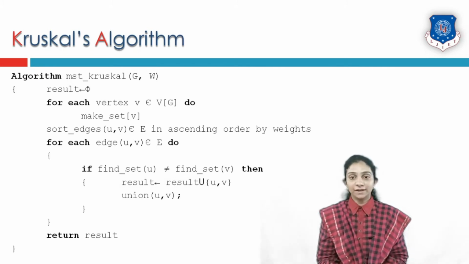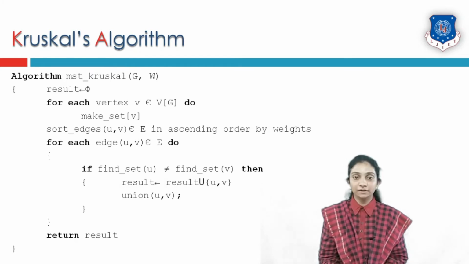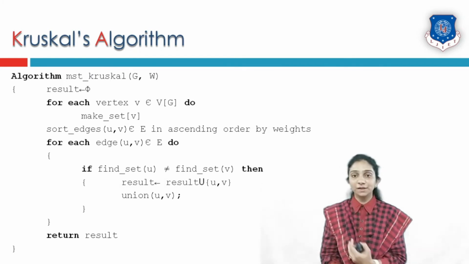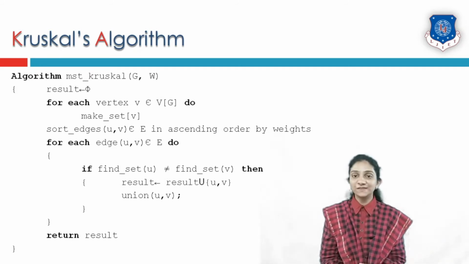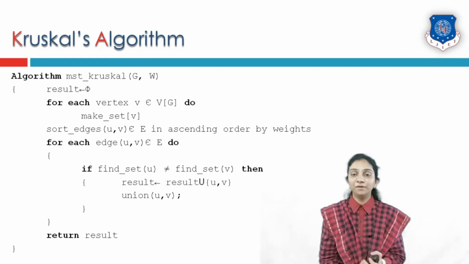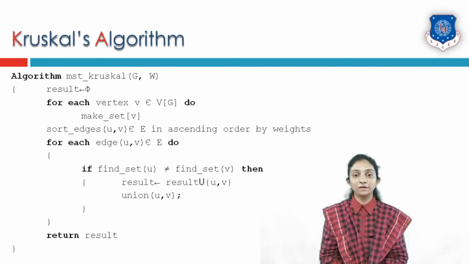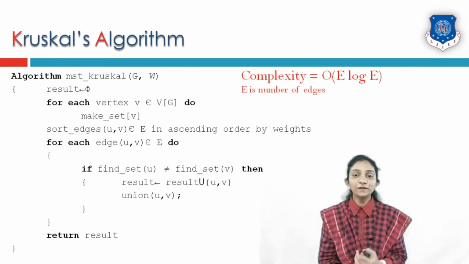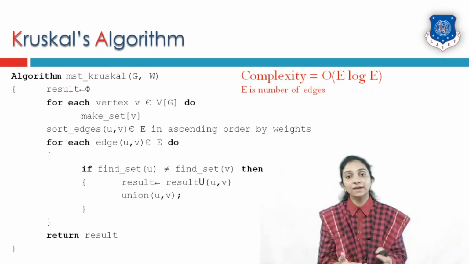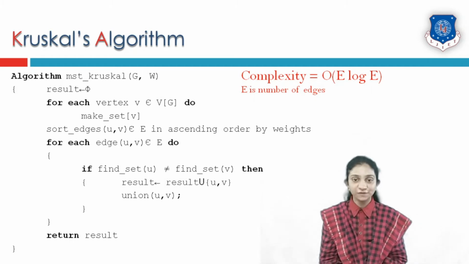It might happen that some of these steps are not clear, or you might wonder how this algorithm generates a minimum spanning tree. For that reason, we will see the working of this algorithm with the help of an example. But before we proceed, let us discuss the complexity of Kruskal's algorithm. Kruskal's algorithm has complexity big O of e log e to the base 2, where e is the number of edges in a graph.